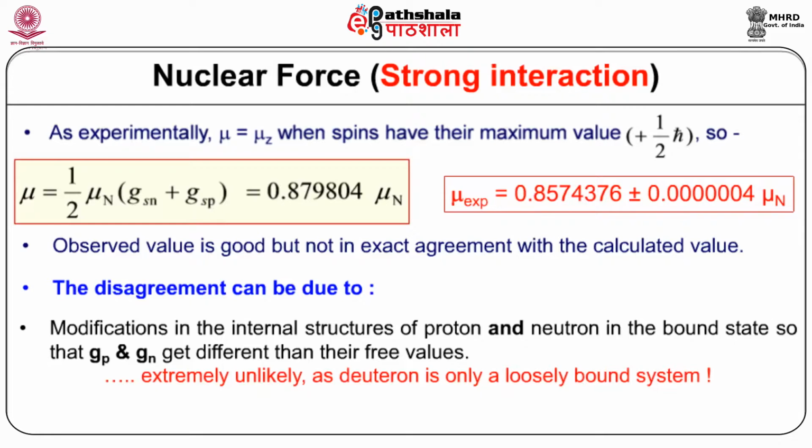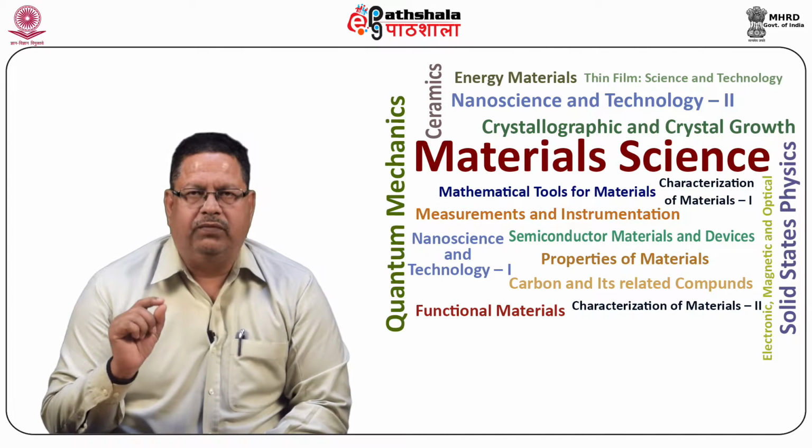But this situation is extremely unlikely, as deuteron is only a loosely bound system. So this possibility is very remote because deuteron is only a loosely bound system. Hence protons and neutrons are not bound together very strongly, but they are more or less free. Nuclear force, strong interaction.